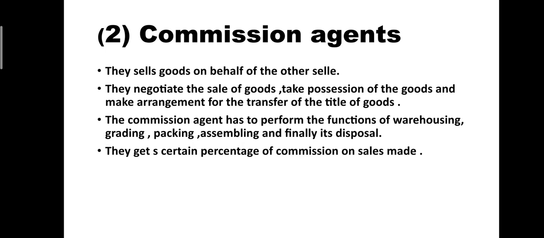Second one, commission agents. A commission agent takes some part as commission. They sell goods on behalf of other sellers. They negotiate the sale of goods, take possession of the goods, and make arrangements for the transfer of the title of goods. The commission agent has to perform the functions of warehousing, grading, packing, assembling, and finally disposal. They get a certain percentage of commission on sales made.